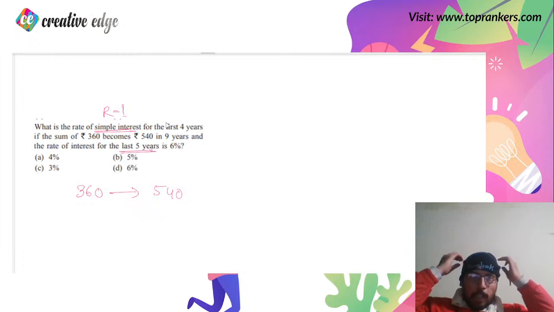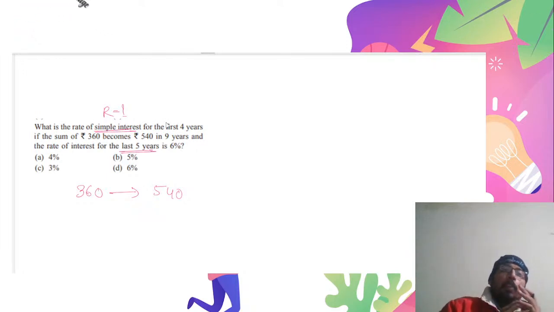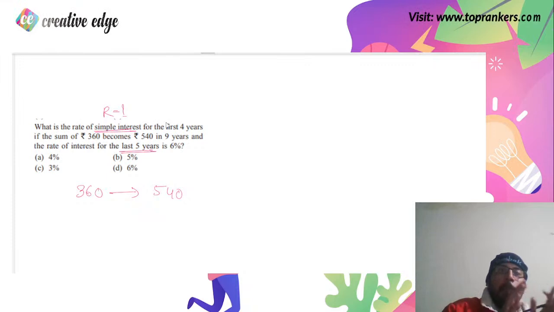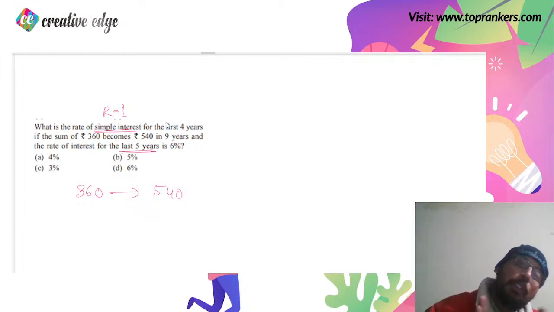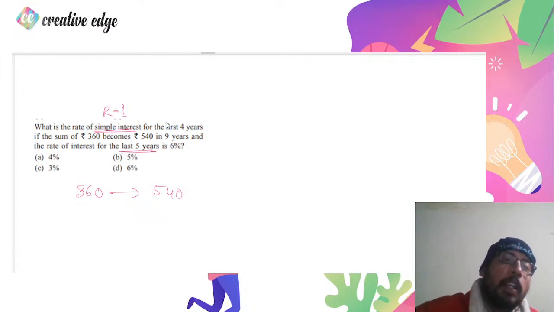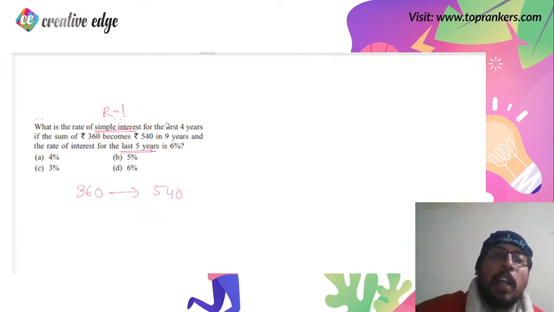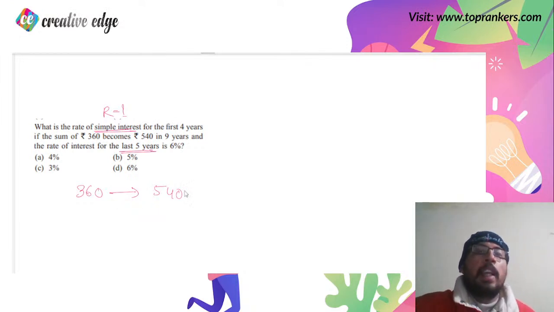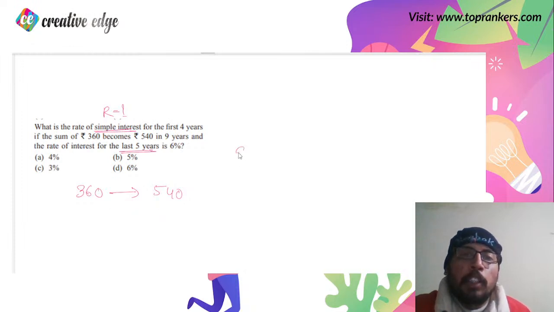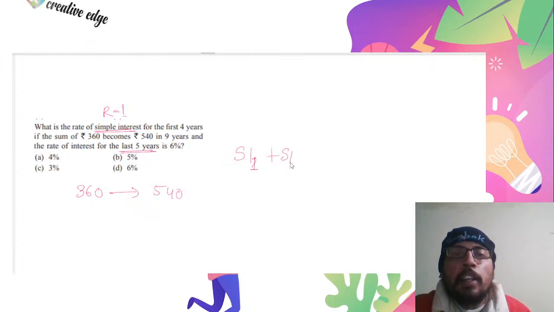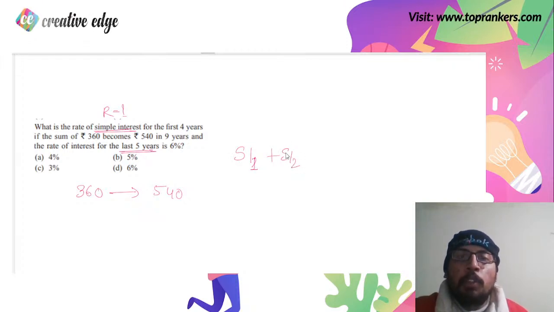So basically the question is that the principal was 360, it becomes 540 in 9 years in total. It is also mentioned that the rate of interest for the last 5 years, there are total 9 years mentioned in the question itself, but the rate for the first 4 years is different, and the rate for the last 5 years is different. So basically, can I say that this simple interest is divided into two parts? First part is of 4 years and the second interest for 5 years. This is what you have been given.